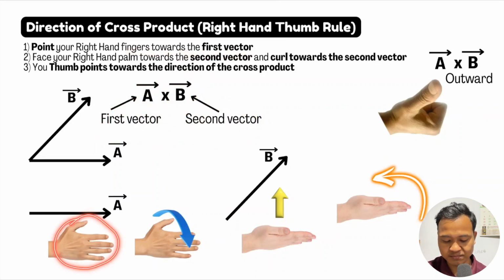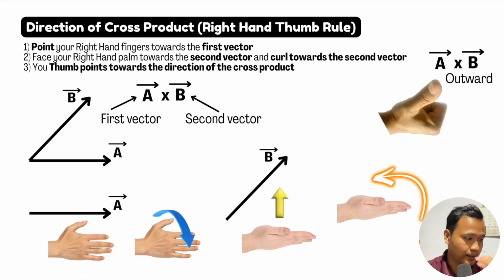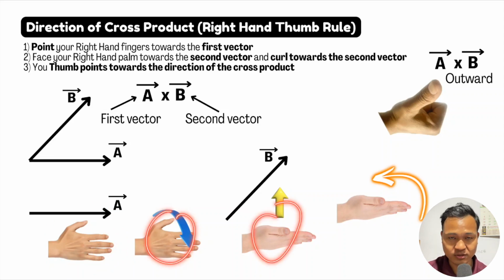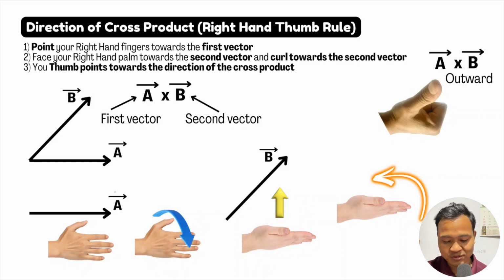So you take your right hand and follow the first vector with your fingers, and then the thumb shows the direction. I have tried to make a diagram to show this. First step: the right hand fingers follow the first vector, so like this.